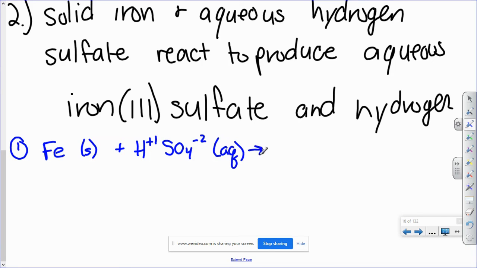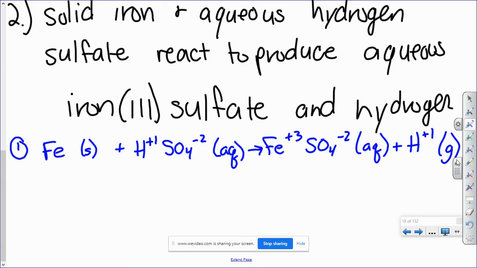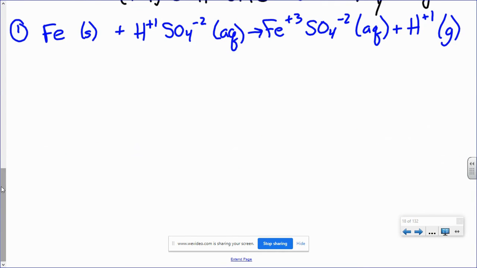React to produce our yield. Aqueous iron, Roman numerals. Remember, those Roman numerals are the charge of iron. Sulfate. And hydrogen. It didn't tell us what hydrogen was, but I know it's a gas. So there's step 1. So step 2, I'm going to swap and drop.